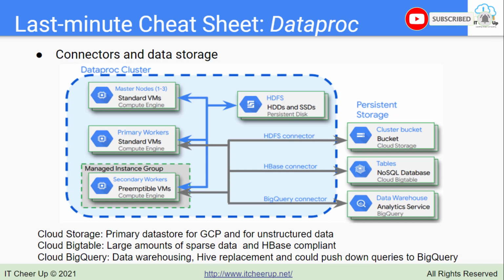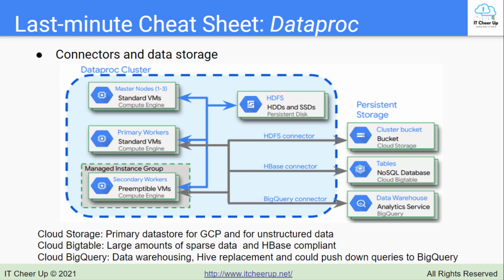In the Dataproc cluster diagram, there are three types of nodes: master, primary workers, and secondary workers that we went through in the previous video. There are four types of data storage: local HDFS, a distributed file system that provides high throughput access to application data. Cloud Storage is always a primary data store choice in GCP with HDFS compatibility.